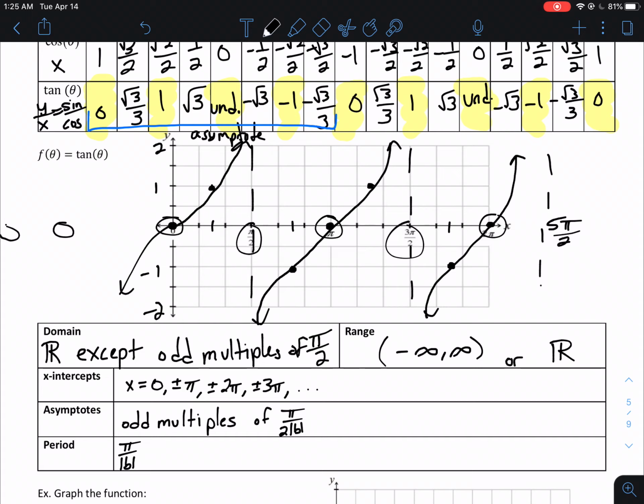That's kind of the same as what it was for our domain. So those odd multiples of pi over 2. Notice that I've included the absolute value of b in the denominator. That way, it doesn't just work for the parent function, but as long as we divide by that absolute value of b, it works for any transformation of tangent itself as well.